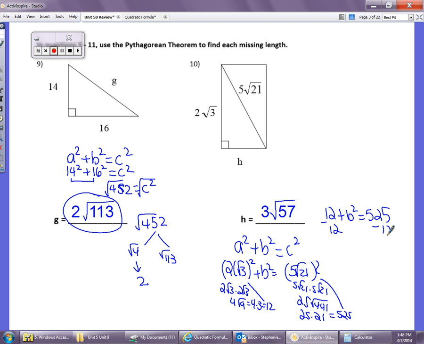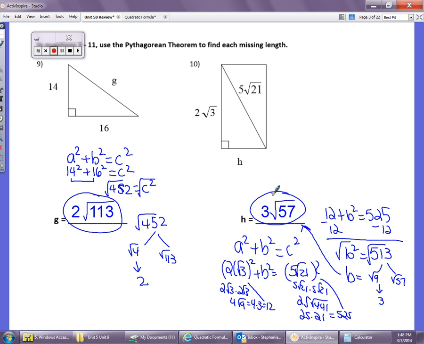Minus 12 on both sides. Then we're left with 513. Take the square root. This breaks down to the square root of 9 times the square root of 57. This becomes 3. So your answer is equal to 3 square root 57. Remember, for Pythagorean theorem, I want no decimals.